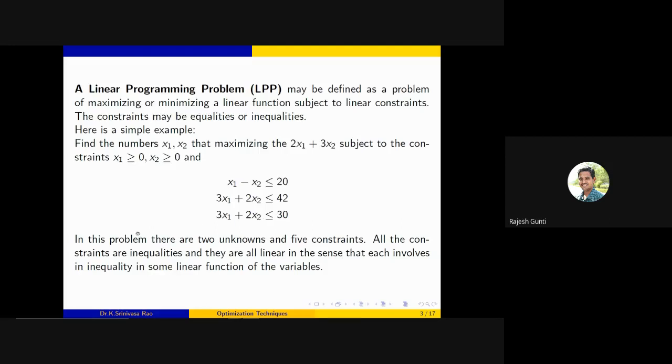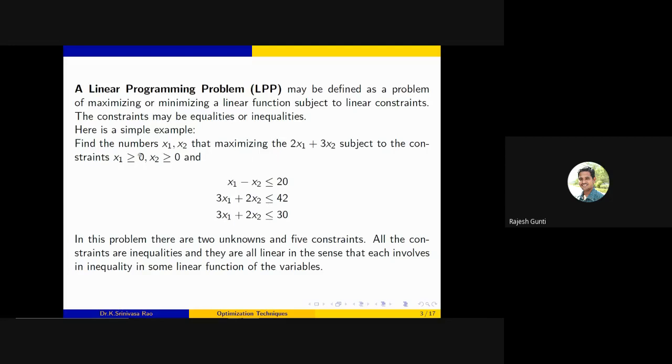In this problem, there are two unknowns, x1 and x2, and 5 constraints. All the constraints are inequality constraints, less than or equal to, or greater than or equal to. And also, all the constraints are linear.